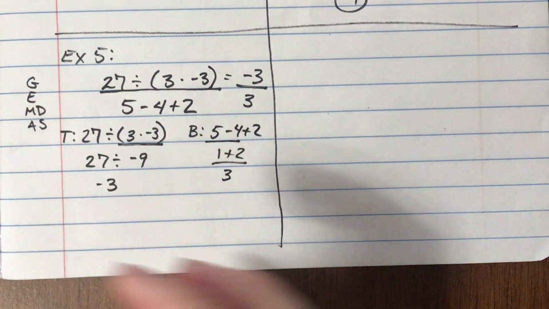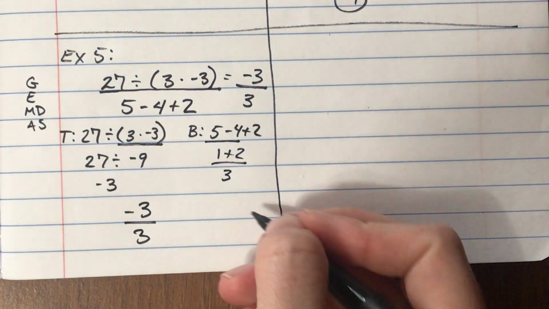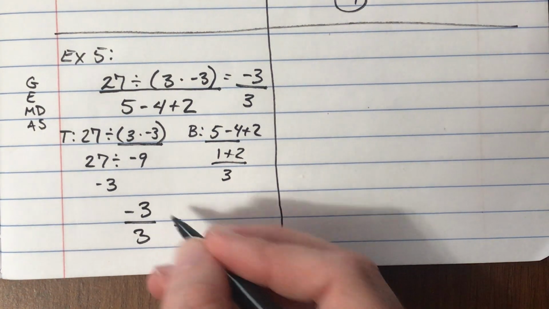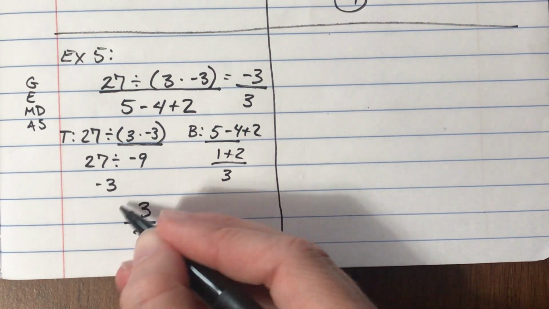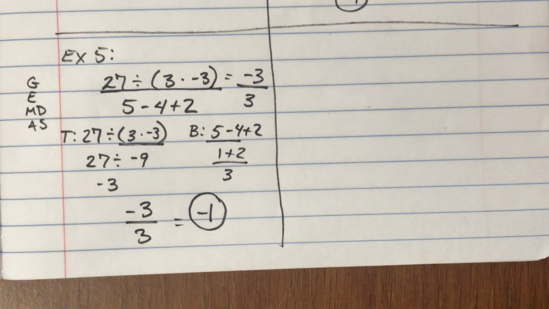So we work out the top and the bottom first. And so what I end up with is negative 3 over 3, which is just a division problem. And so what is it? Well, 3 divided by 3 is 1. A negative divided by a positive is negative 1. And so that's how we get our final answer: in the end, we divide.